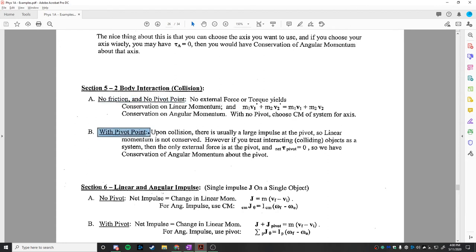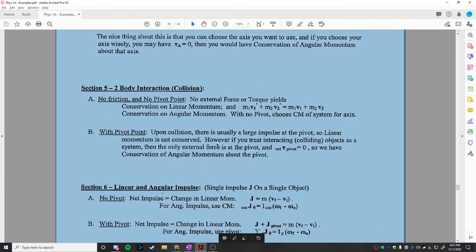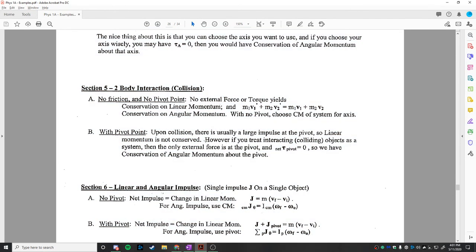Let's read what this says right here. When there is a pivot point, upon collision, there is usually a large impulse at the pivot. The pivot actually absorbs a lot of the force of the impact. So that means that linear momentum is not conserved, okay? You can't use conservation of linear momentum. However, if you treat the interacting colliding objects as a system, the only external force is at the pivot, which means the net torque about the pivot is zero, so we have conservation of angular momentum about the pivot, and that's what we're going to use to solve this problem, at least to begin with, okay?